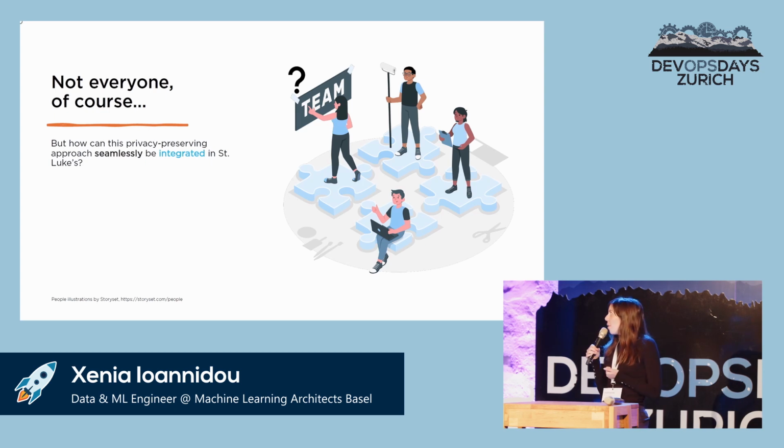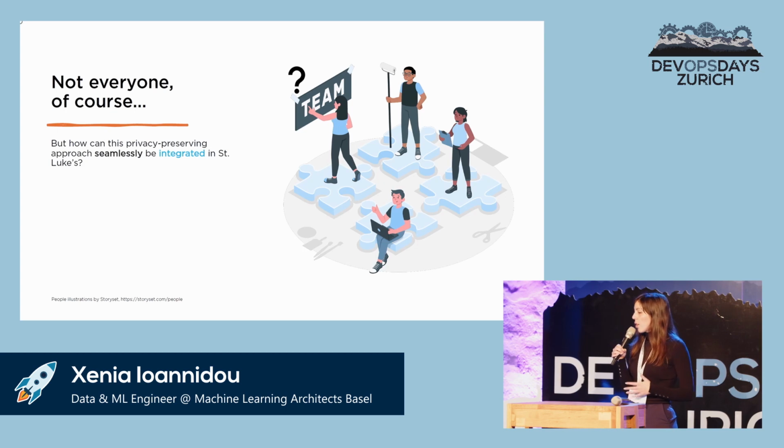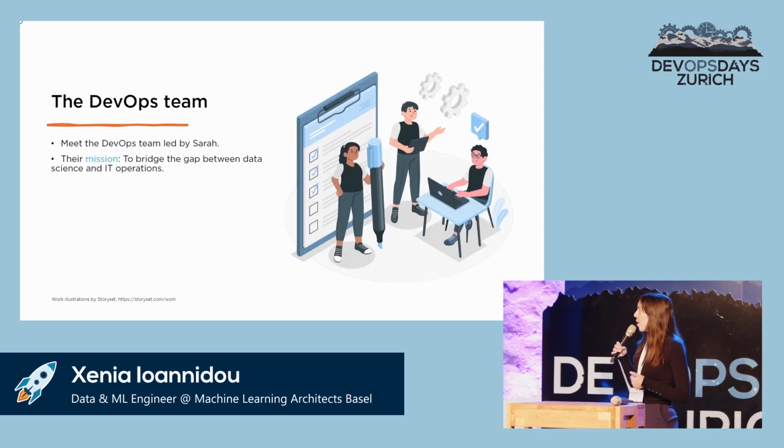But actually not everyone is happy with this solution. We have a team that's very concerned about how to integrate these algorithms into production. And of course, you know this team. This is the DevOps team. And they're here to bridge the gap between all the data scientists, the data engineers, the IT operations, and the stakeholders. And how are they gonna do it?